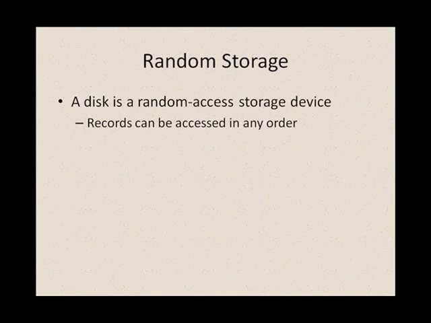A disk is a random access storage device. This means records can be accessed in any order. Think of a book. You can open a book to any page and start reading. It's a random access storage device. You're not required to read a book sequentially from page 1 through the last page.